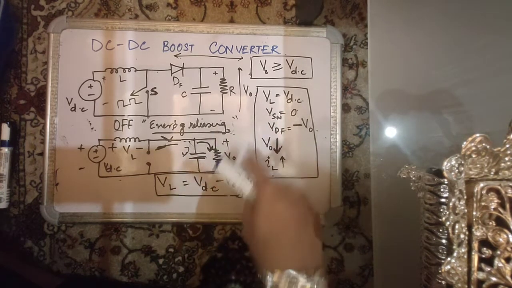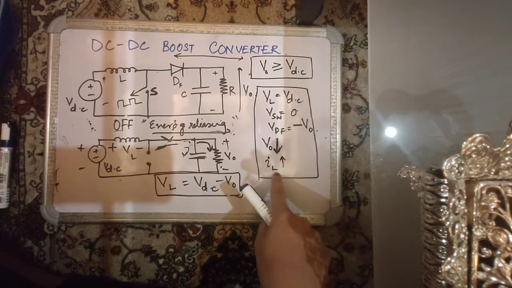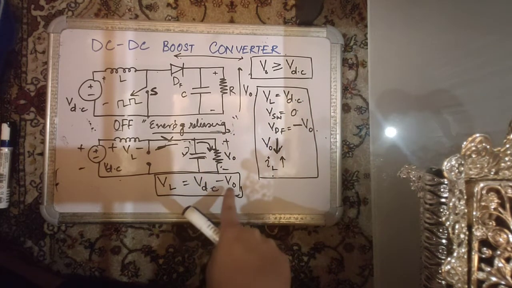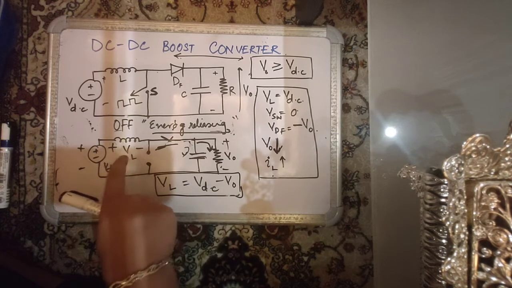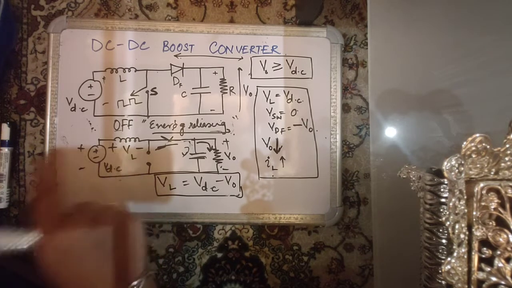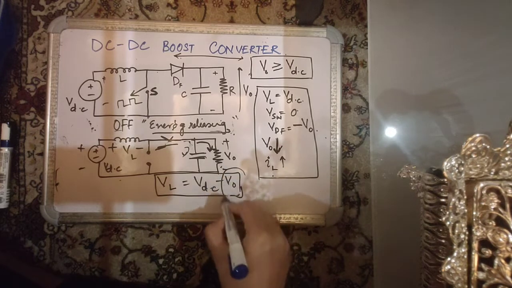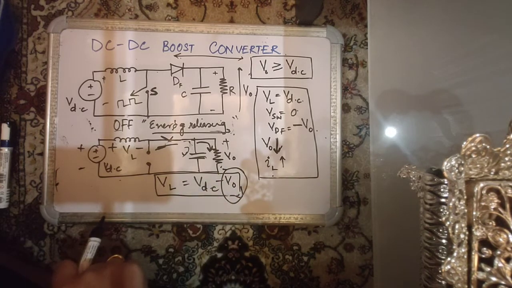Now look at this. Previously the inductor voltage was VDC, now the inductor voltage is VDC minus V naught. This itself tells you that if it was previously positive, that means the inductor was storing energy. Now VL should be negative so that the inductor is actually releasing energy. At every point in time we have to ensure that volt second balance is maintained. For that to happen, that is for VL to be negative, it is essential that V naught should be greater than VDC.